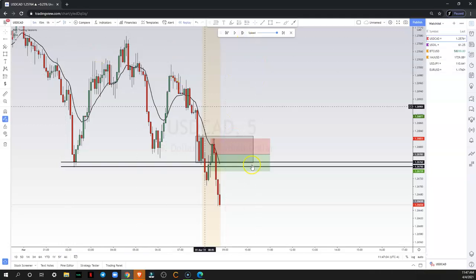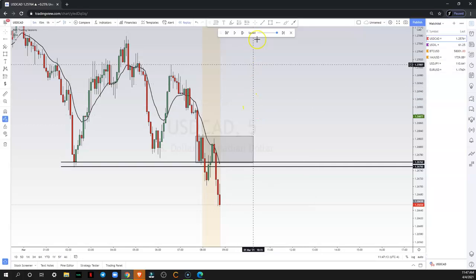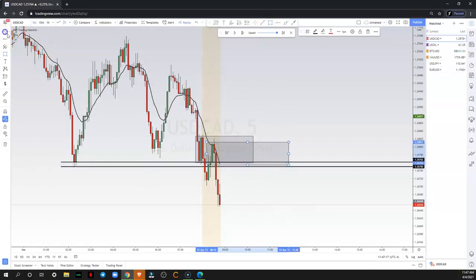Okay, now this is another. See, when it's trending, you're gonna constantly see supply and demands because it's gonna keep breaking out. So let's delete this. We have another supply right here.